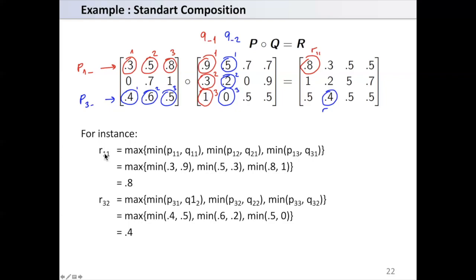So here, for R11, we are trying to find the maximum of these minimums. And these minimums are, for P, we have 1 here, and for Q, we have 1 here always, for all of them, but we are changing the value of k. So P11, Q11, P11, and Q11, we have to choose the minimum of these two, 0.3 and 0.9.